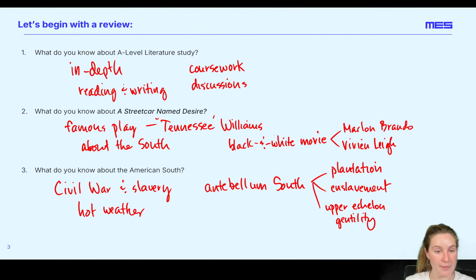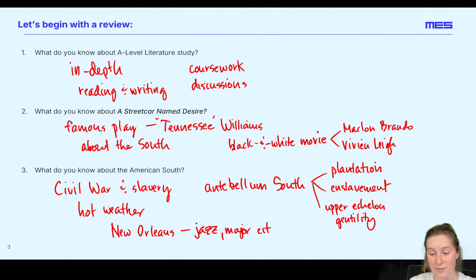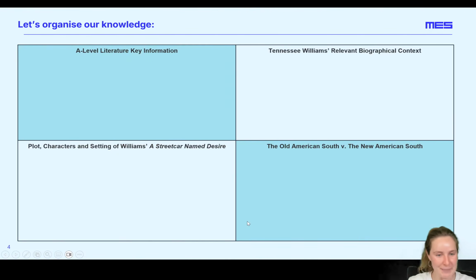And then you also might know something about some of the cities, like New Orleans, believed to be the birthplace of jazz, and one of the major cities, and in fact one of the oldest cities in the country, established by French settlers before the actual consolidation of the United States themselves. So this is what you might know a little bit about. Don't worry, because by the end of this lesson you will have so much more you know about these different topics.